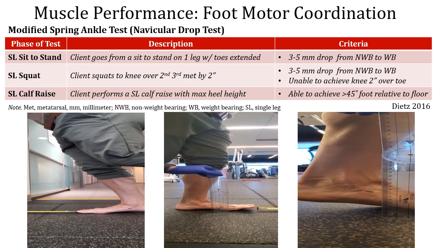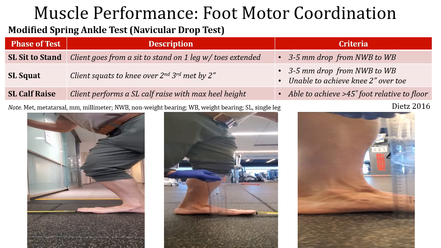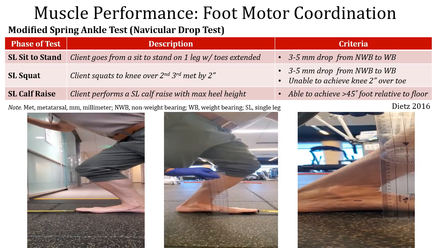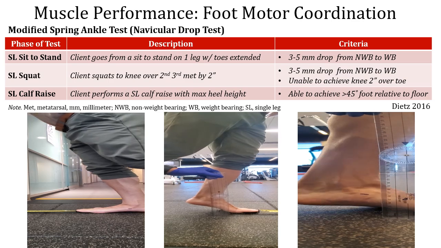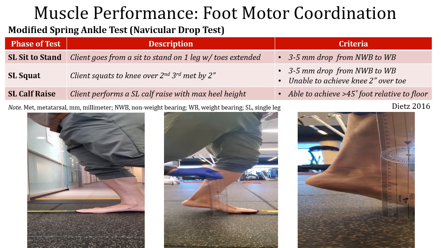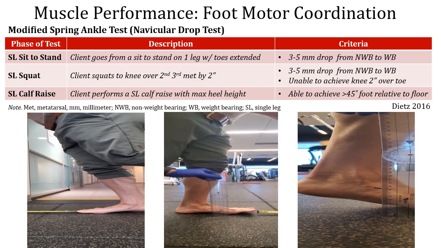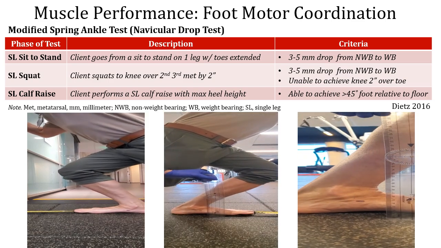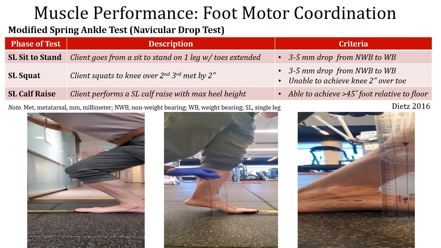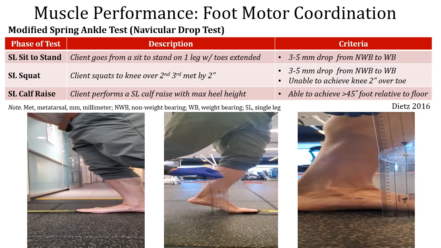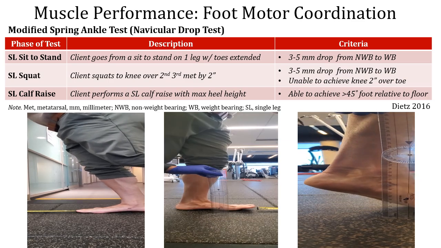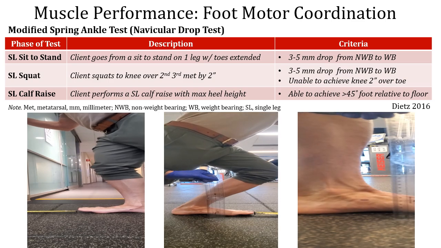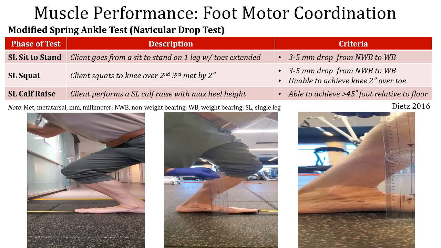Then you have a single leg squat where you ask the client to go into a single leg squat position where the knee translates 2 inches past the second and third metatarsal. And once again, you're looking for less than 3 to 5 millimeters drop with the ability to achieve that 2 inches over toe. So there needs to be sufficient dorsiflexion and sufficient tension within the arch such that they don't go into more of a pronated position.